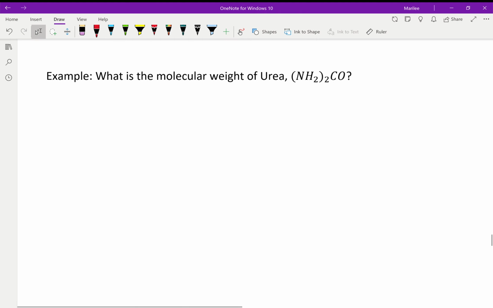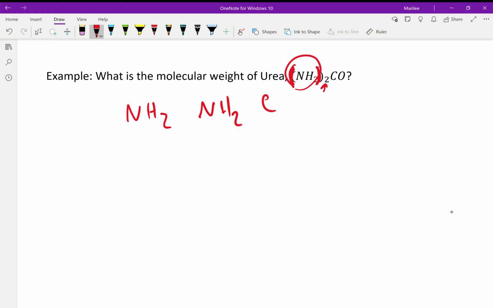Another example here, a molecular weight of urea. So here we have NH2, so you see how here NH2 is in parentheses, so that means we have 2. This 2 represents we have 2 of this, so that would be NH2, NH2, and then this Cl.